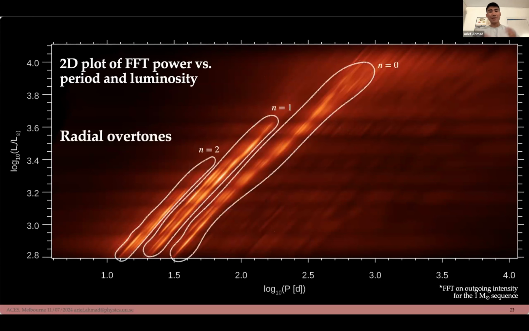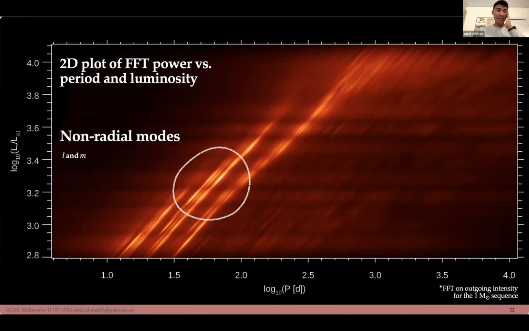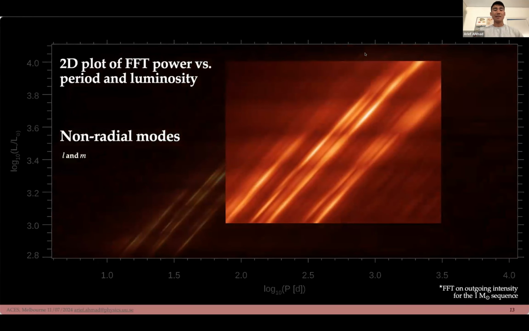And to show you clearer about the radial overtones, I've made these sketches. So n equals 0 is the radial fundamental mode. You can see this ridge, and then you can see the first overtone ridge, which is this one, and then the second overtone in this shape. And you may notice within each ridge you have these splittings, and these are signals of the non-radial modes that we see from the models.